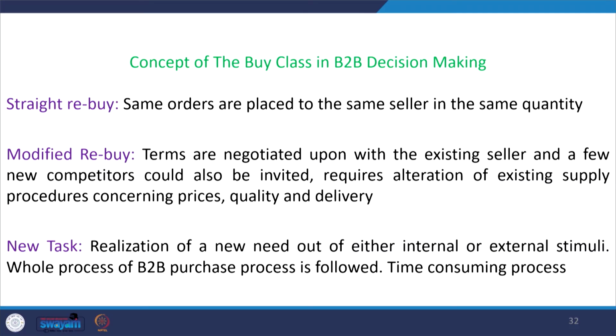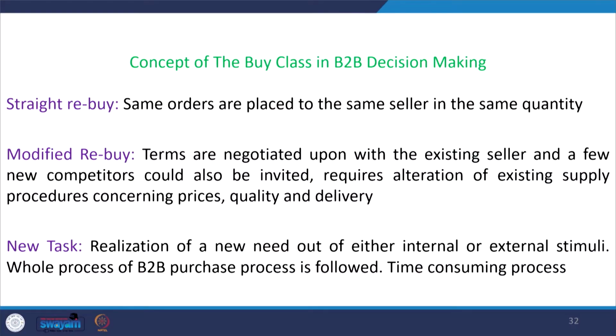Now I just gave you perspectives about the B2B decision making processes, right? So apart from that, again there is one more concept that we need to understand, which is called the buy class. Now it has basically three facets. One is the straight rebuy. See, in this case same orders are placed to the same seller in the same quantity, which means there is no change, right? But still, the role of the salesperson even in straight rebuy is to reassure the buyer that they have made the right choice, they have made the right decision.